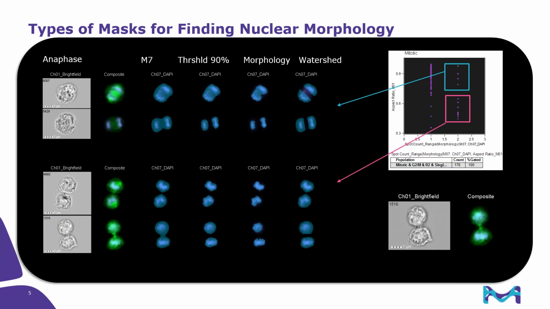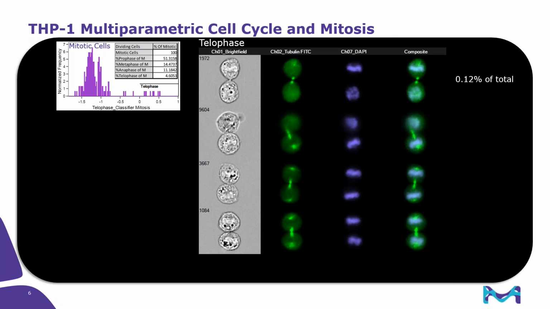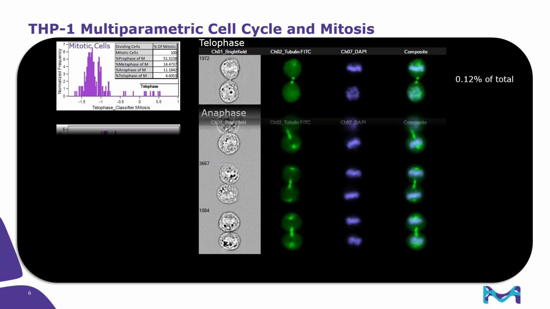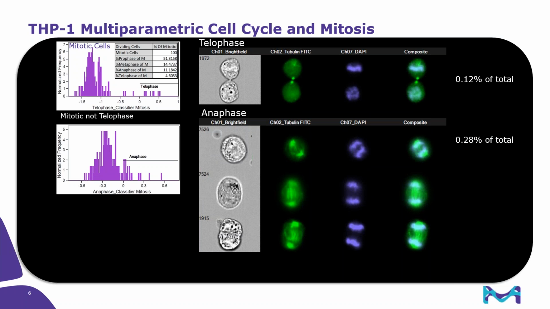So leveraging these masks, we can then go through and look at the mitotic cells and characterize the different phases of mitosis. Here, telophase cells, using a telophase classifier, again, that uses multiple parameters to characterize this morphology. We get about 4% of the mitotic cells are in telophase. Removing the telophase cells and then focusing on the mitotic cells and not telophase cells, we can characterize the anaphase cells. And anaphase cells are characterized by two chromosomal centers with tubulin fibers connecting these two centers as the cell is dividing.